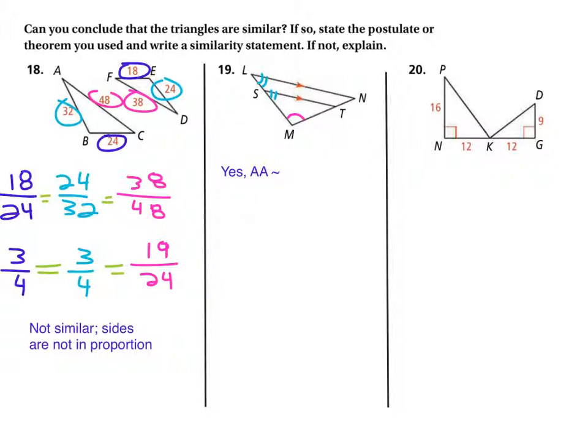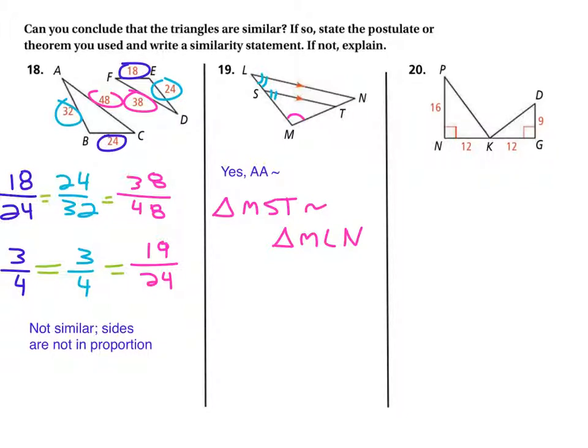Since we know that this vertex M is reflexively congruent to itself, and this L and S line up as congruent, we will then say triangle, let's say the small triangle, M-S-T, is similar to triangle, what corresponds with M? M. What corresponds with S on the big triangle? L. What corresponds with T on the big triangle? N. There you go.